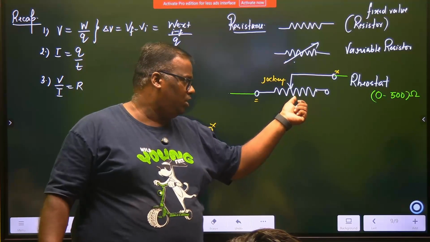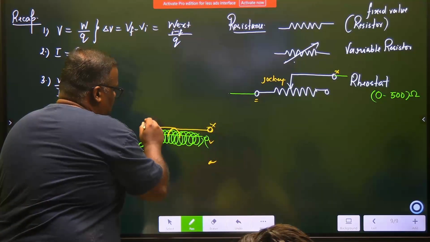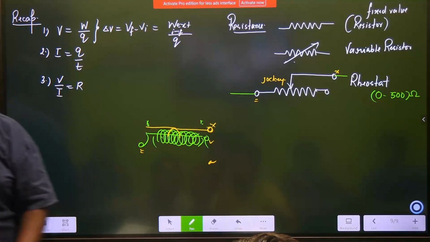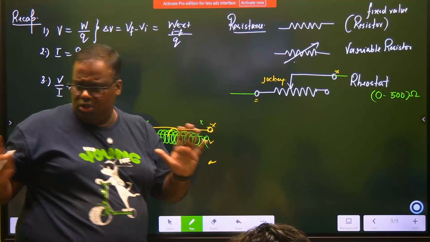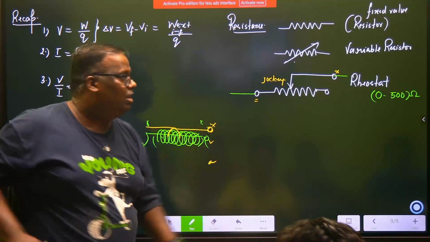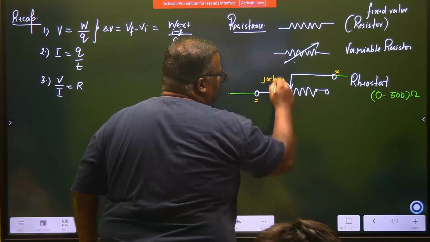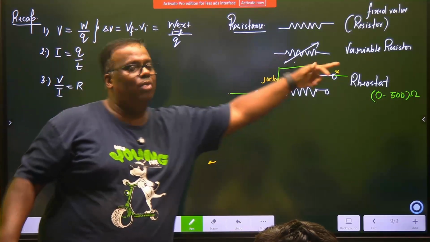Say 90, 100 ohms. Full, if I pull it completely, it will be this side, it will be 0, this side it will be 500, means you're using the entire 500. Have you understood? And if I say that don't use the resistance at all, then I'll connect between here and here and I'll slide it so that the jockey comes here.